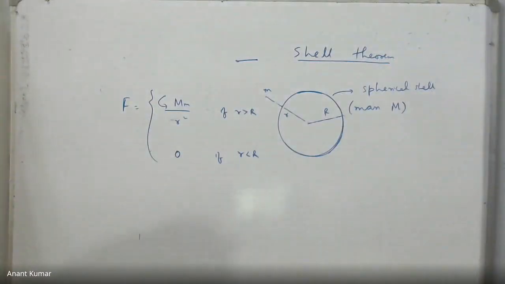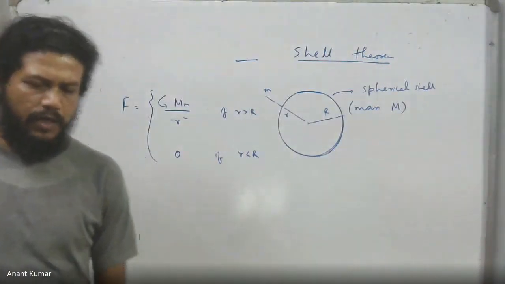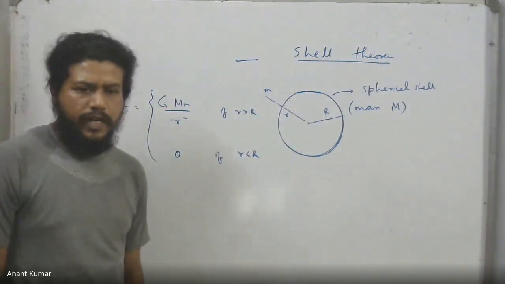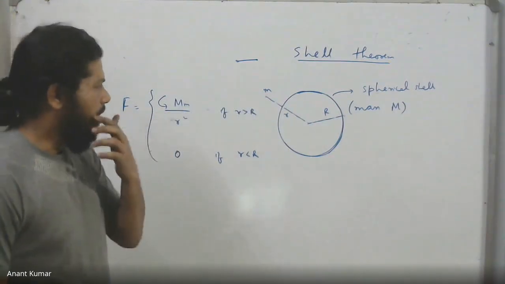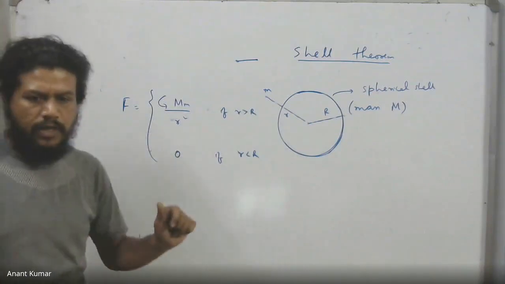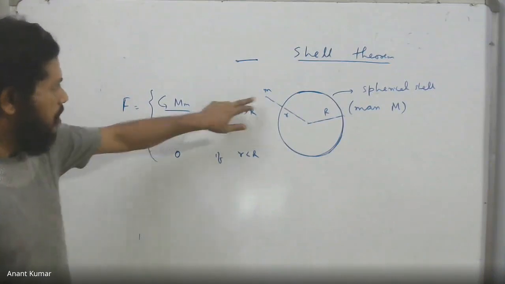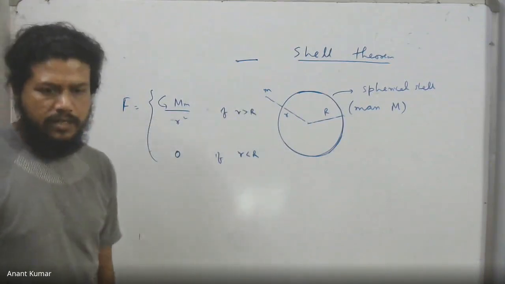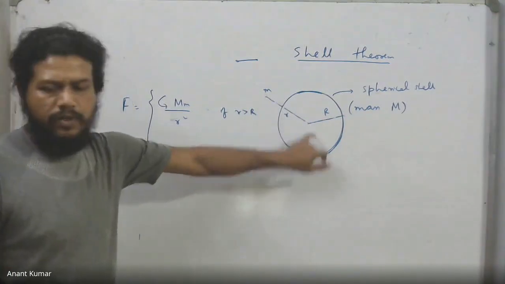The point mass small m will not experience any gravitational force due to the spherical shell if it is inside. But if it is outside the shell, then as far as the force is concerned, the force is as if the entire shell was a point mass at the center. So as far as small m is concerned, it sees the spherical shell as if it was a point mass right at the center.